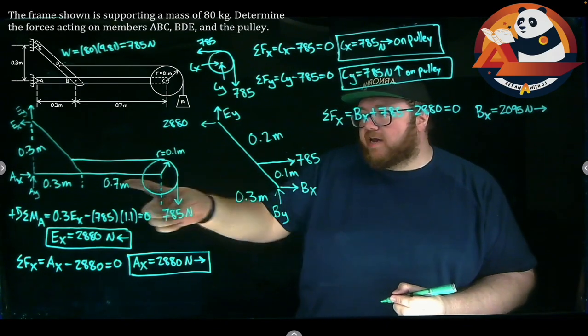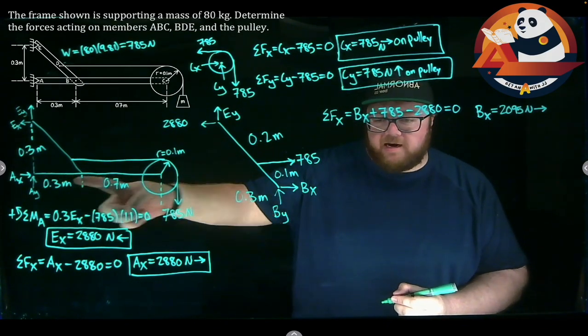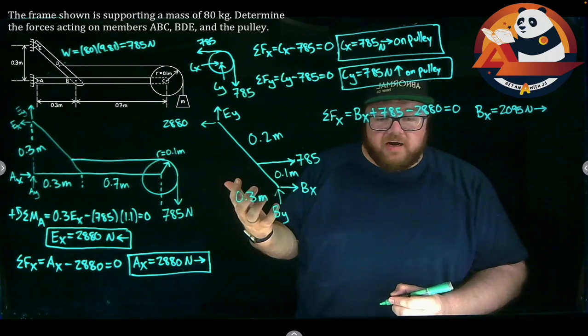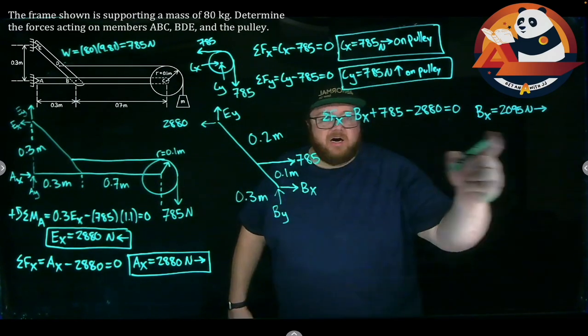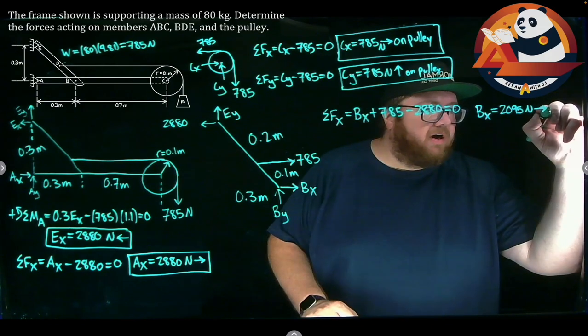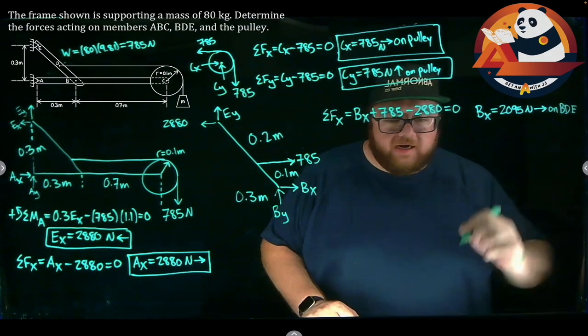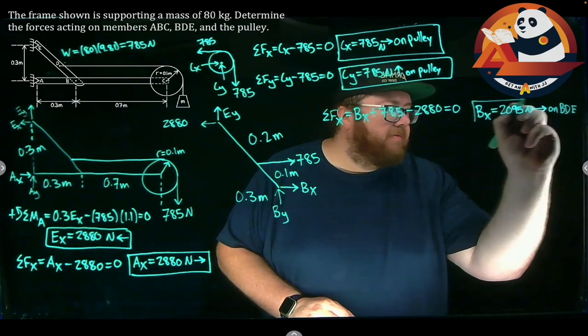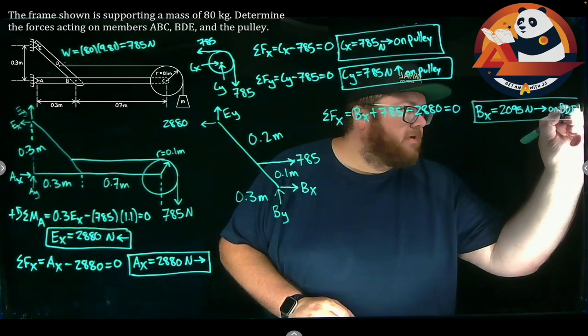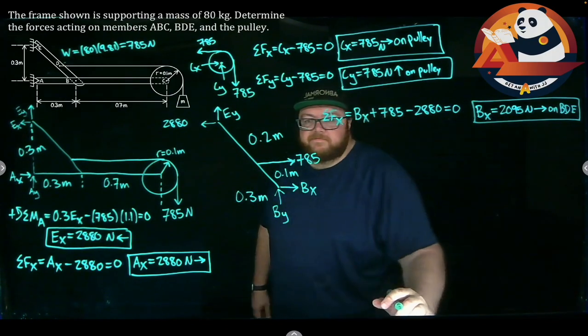B is a pin that connects two members together. Remember A, B, C, and B, D, E. So I want to include on which member? This is on B, D, E right now. So on B, D, E. To fully get an answer statement in there. And that would be my next answer.